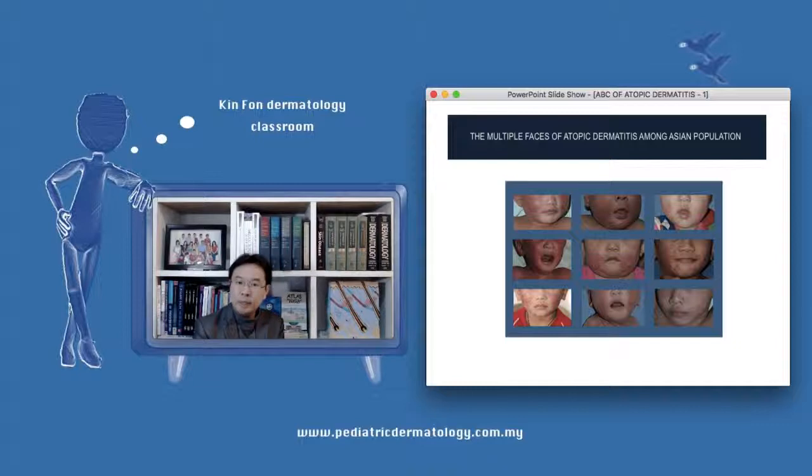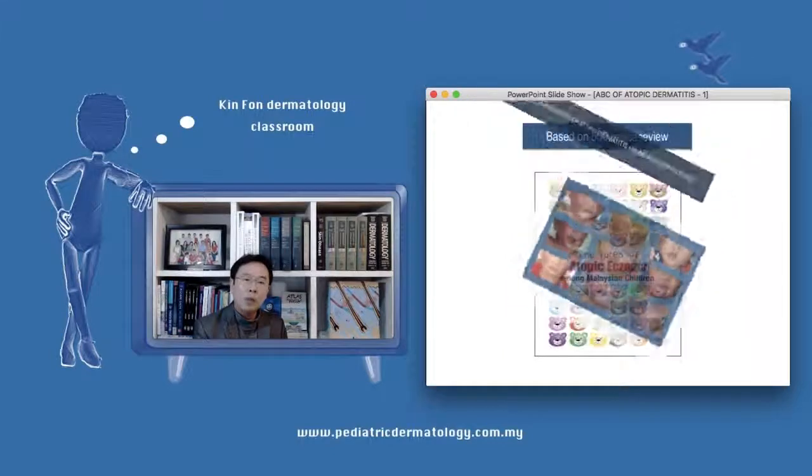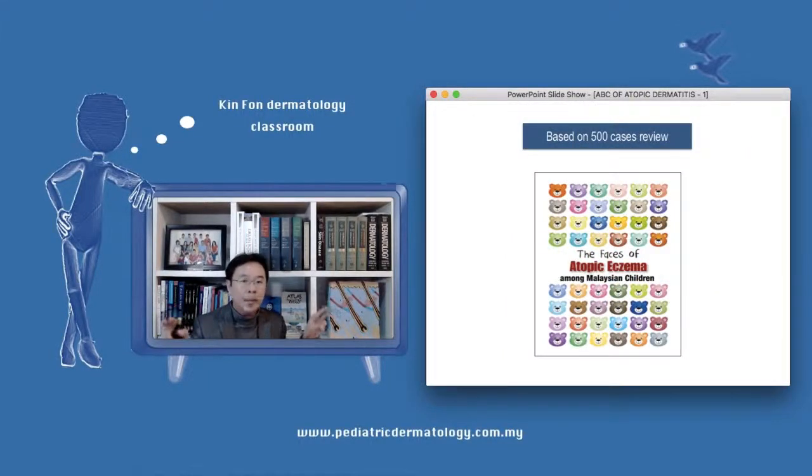Acute plus bacterial infection, subacute plus fungal infection, eczema herpeticum, coccigenicum, molluscatum, etc. So how are we going to look at this complex disease? Based on my last 5 years of review of more than 500 cases, I compiled the 15 different patterns of atopic eczema into this little booklet.